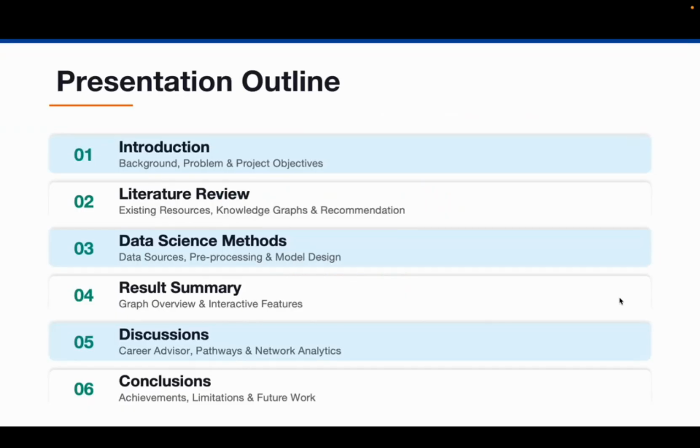This presentation covers 6 chapters: introduction to the problem and objectives, literature review of existing resources and analytics methods, data science methods covering data sources and model design, result summary of the completed graph, discussions of key findings, and conclusions with achievements, limitations, and future work.